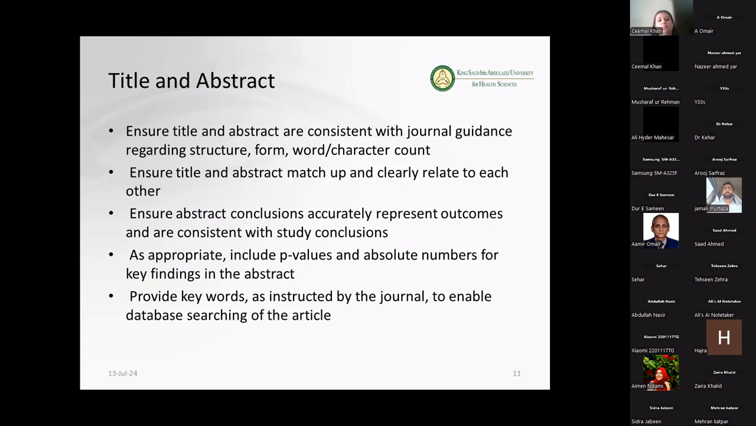Now, I'll be talking about something later about abstract conclusions, right? Do they accurately represent the outcomes that are there in the whole manuscript? And p-values, absolute numbers, and those things that are there. And if you put appropriate keywords, that will help your article in being cited better, right? Word count is very crucial.